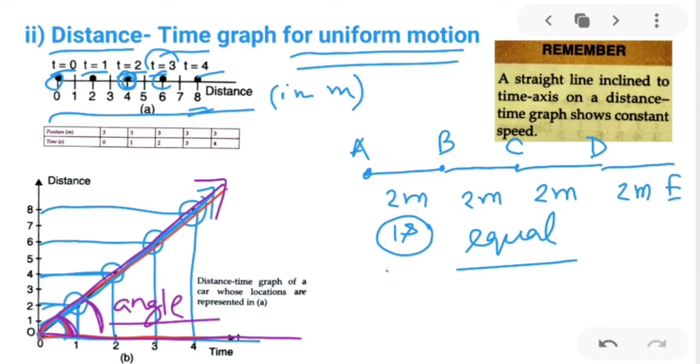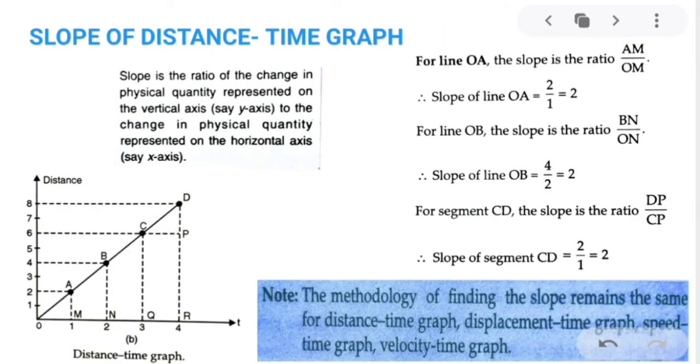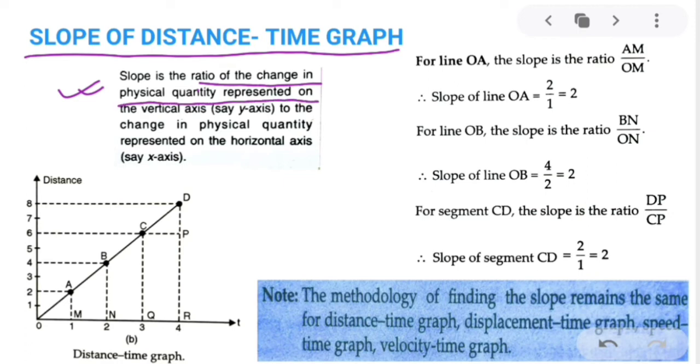Now this distance-time graph of uniform motion gives us lots of information. Let us see one thing here: the slope of the distance-time graph. What is meant by the slope? Try to understand this word slope. Here you see a little concept given. Slope is the ratio of change in the physical quantity represented on the vertical axis, say the y-axis. The y-axis is the vertical axis.